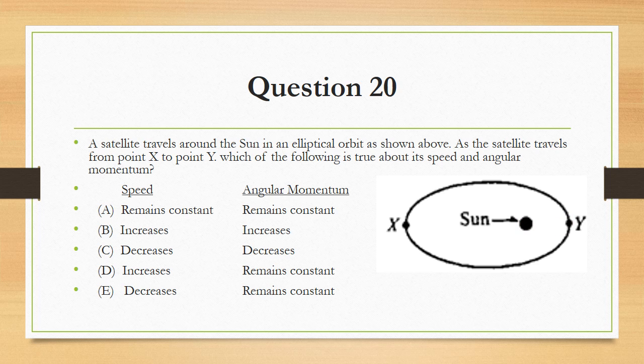And that means that even though they have different radii, they also have different speeds, and they're proportional to each other in a certain way. And so we say the answer is that the angular momentum remains constant because there are no external net torques, but the speed increases from x to y.